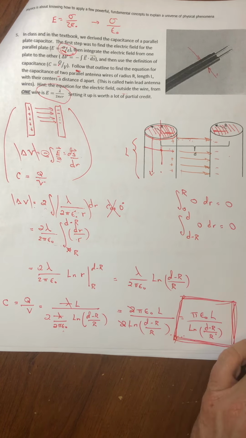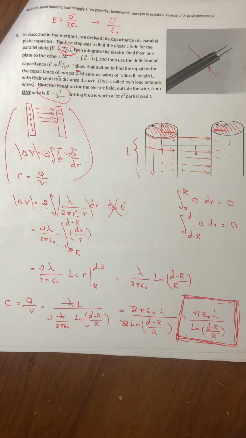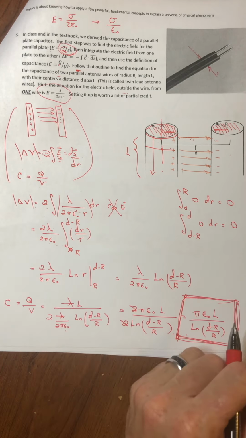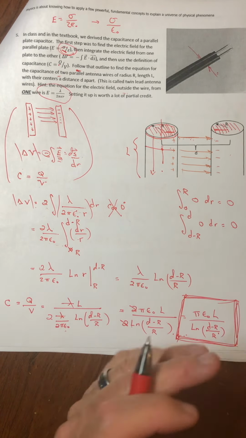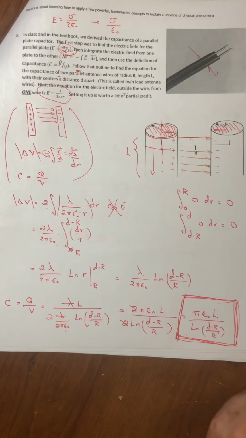This and the inductance. And again, the inductance is magnetism, so that's coming up. And we'll do the same thing. We'll talk about the capacitance and the inductance of a coaxial cable and a twin lead, and the advantages and disadvantages.